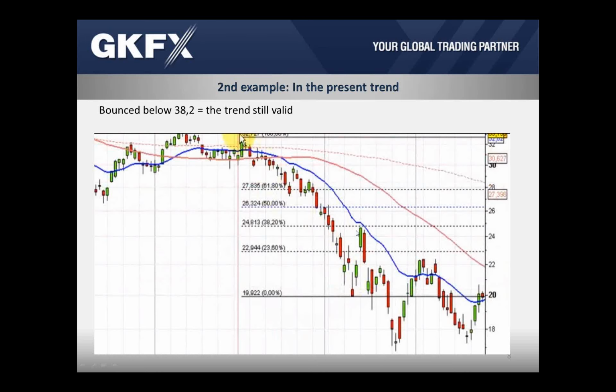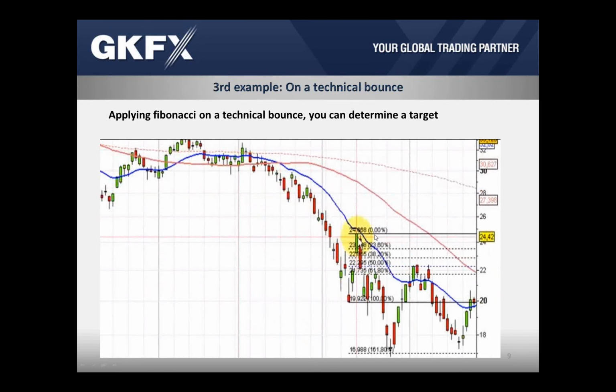And then also you can apply Fibonacci on a technical bounce. What is a technical bounce? Here you can see this is the start of the trend, the end of the trend, and here you can see a bullish impulsion. This is a technical bounce, a bullish technical bounce. So you may apply Fibonacci on this technical bounce. You start from the end of the bounce to the beginning of the bounce, and then you can get the extensions. The first extension is there.